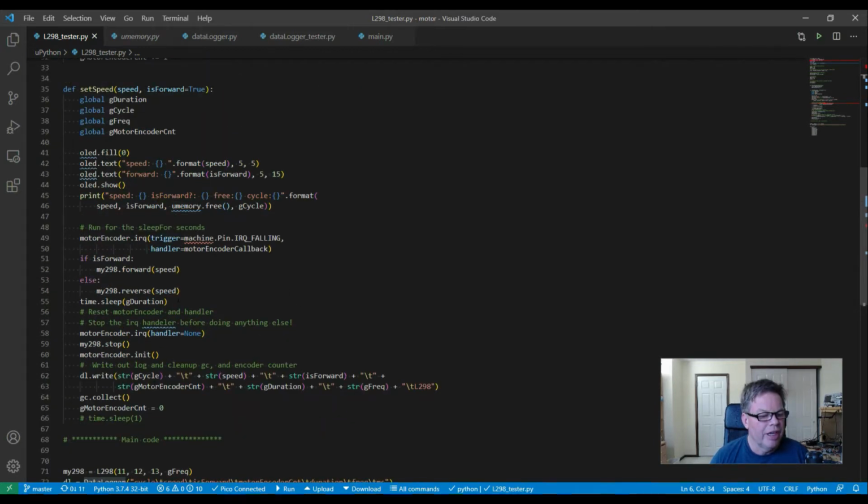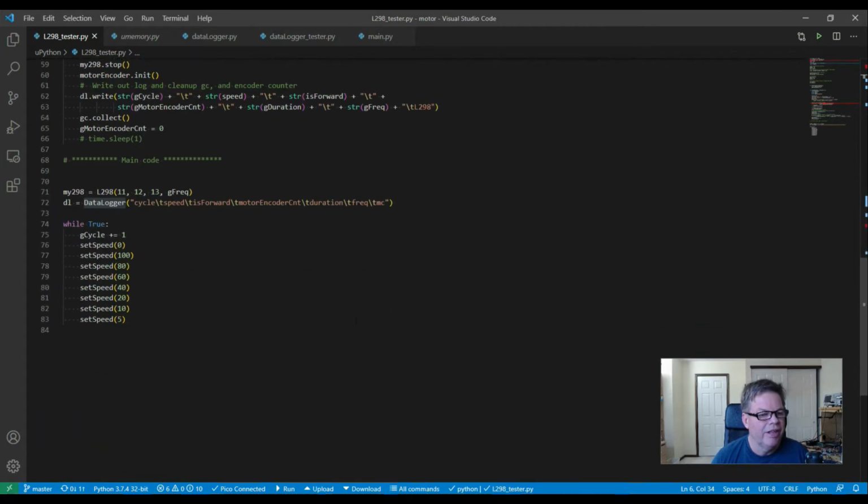This is the actual set speed routine. I won't go into the detail here because in the next video I'll get into the actual code I'll need for running the motors, and it probably won't look exactly like this. So let's have a look at this code running.